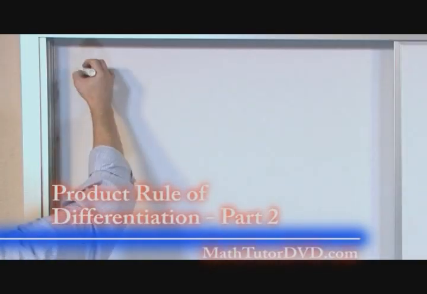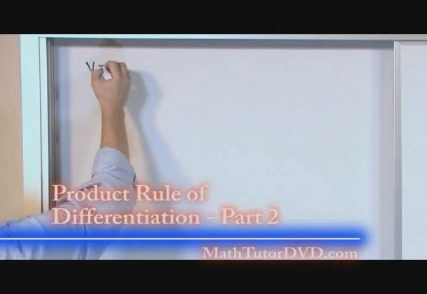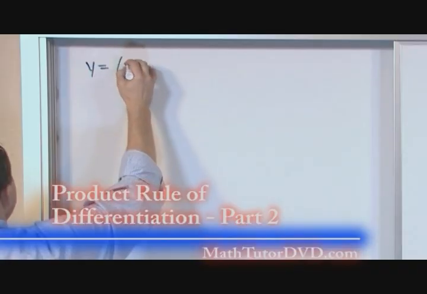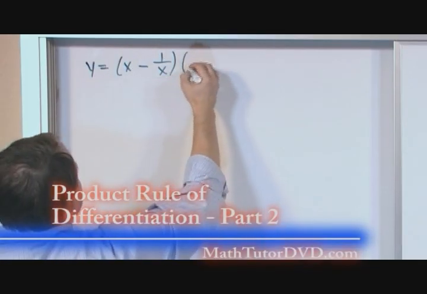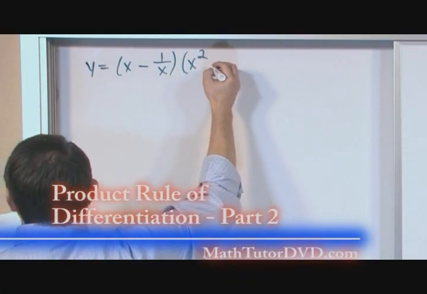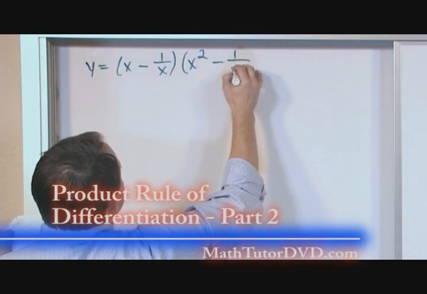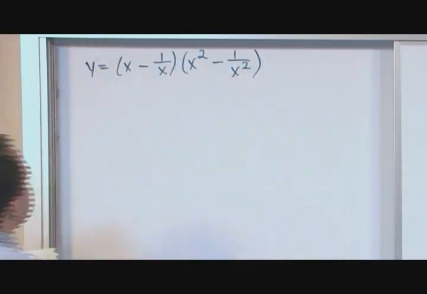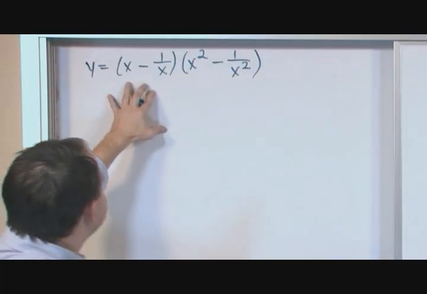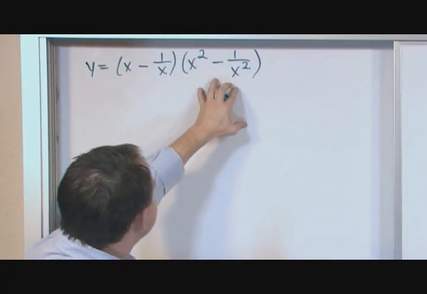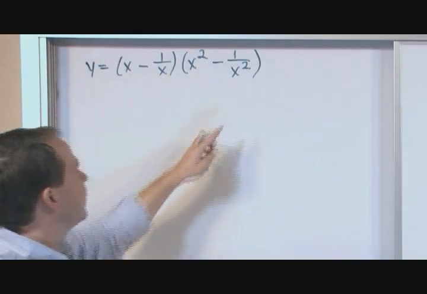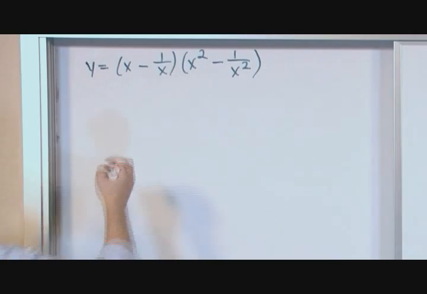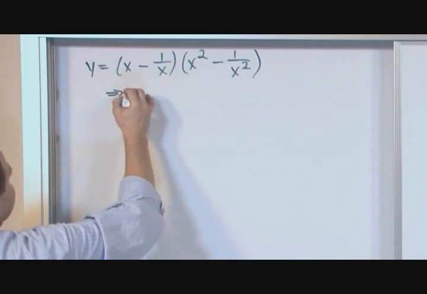Okay, our next problem is going to be y is equal to (x minus 1 over x) times (x squared minus 1 over x squared). Same exact deal. Yeah, you've got first times the derivative of the second plus the second times the derivative of the first, but because you've got these ugly fractions, you need to rewrite it first. So rewrite it as the following.